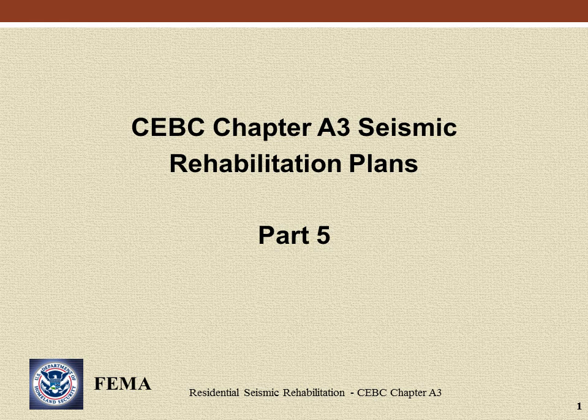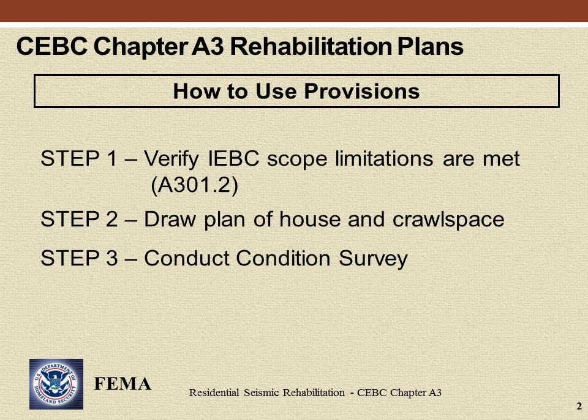CEBC Chapter A3 is a prescriptive construction method that uses rules and tables rather than relying on engineering methods to calculate earthquake demand and building capacity. Homeowners and contractors using Chapter A3 should check with the local building department for any modifications or additions required prior to the beginning of work.